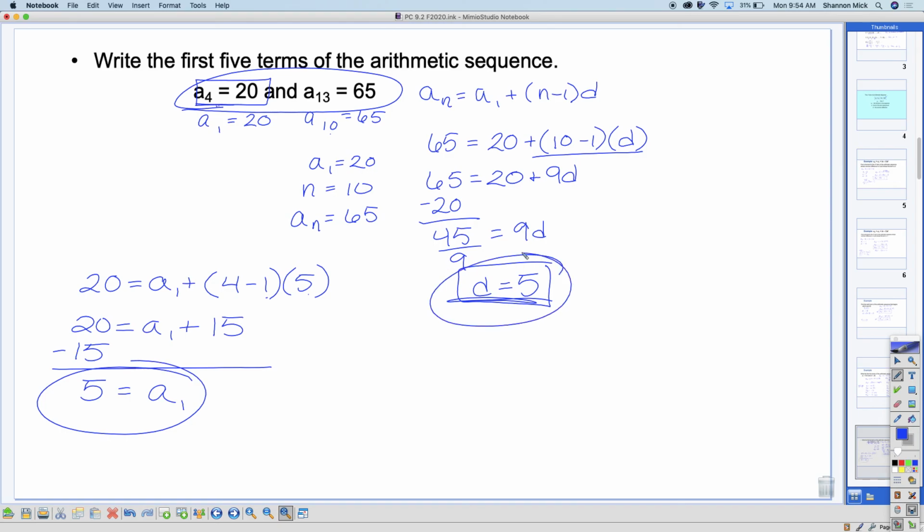Can I find my equation? If you wanted to use the 13, we just put the 65 where the 20 is, and that would be 13 minus 1. I'm trying to hurry.